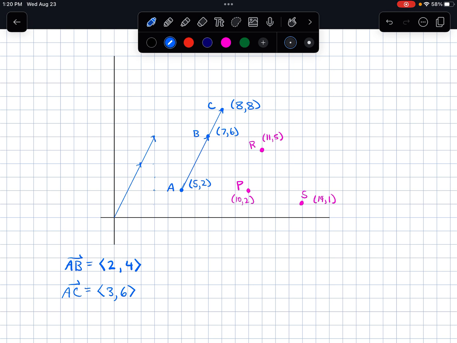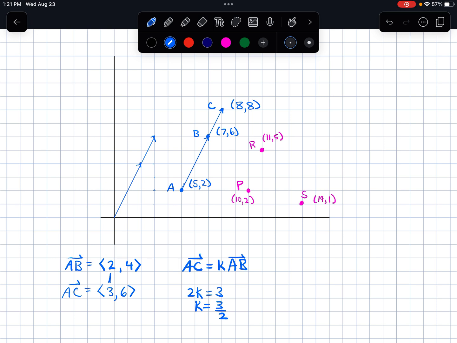Now, it looks like those vectors are parallel. They might just be exactly on top of each other. In other words, it looks like this AC vector may be a multiple of the AB vector. Now that's important. If that's the case, then there is some number K that we can multiply AB by and get AC. So I could take 2 times K and it equals 3. I'm just looking at the x-coordinate here. Now, if I solve for K, K equals 3 halves.